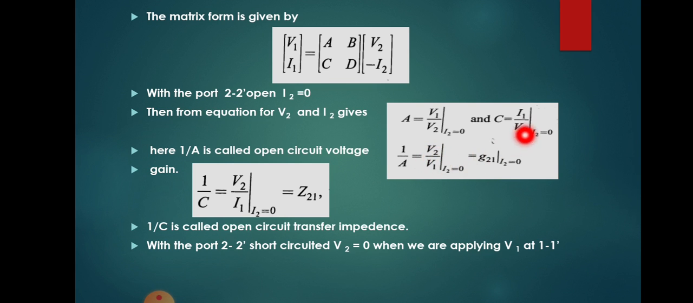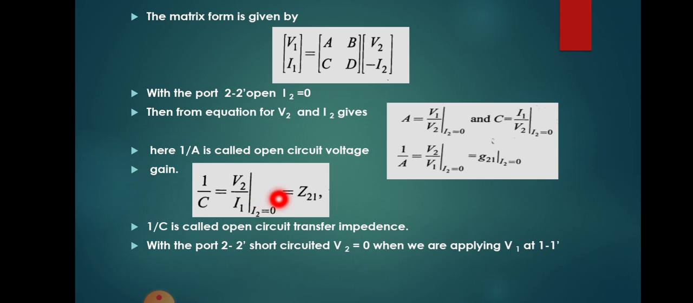Similarly, we can write here C is this quantity, so 1 by C will be V2 by I1. So this is impedance, and here we are taking the voltage of second port and current of first port. So we can say it as a transfer impedance. So 1 by C is called the transfer impedance. We can notate it using the term Z21. So 1 by C is called the open circuit transfer impedance, right? Since the second port is open, we can say it as an open circuit transfer impedance.